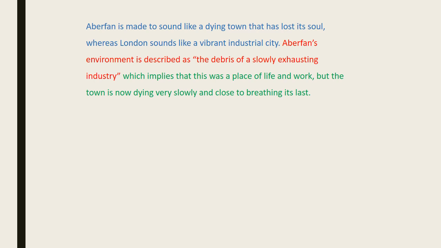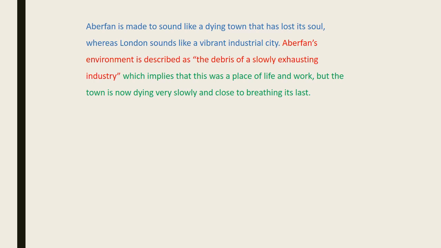You might want to find that quotation that I've picked out in the extract that you've got in the source to see what it's talking about. It talks about the debris. Remember, debris is the bits and pieces that are left over after something is falling apart or is collapsing. The debris of a slowly exhausting industry. And what I've just shown is I understand what that suggests to me. A slowly exhausting industry means it's dying, and it's about to die.